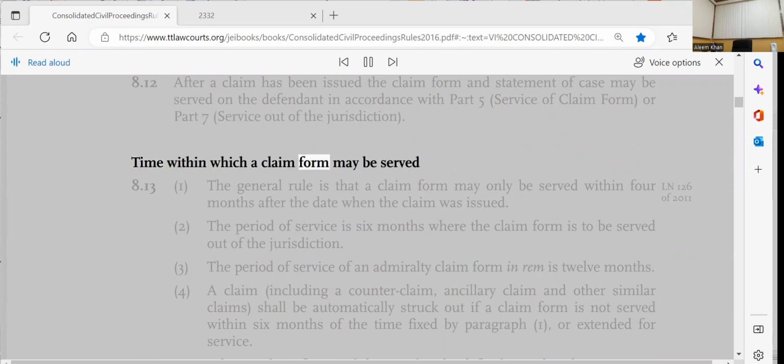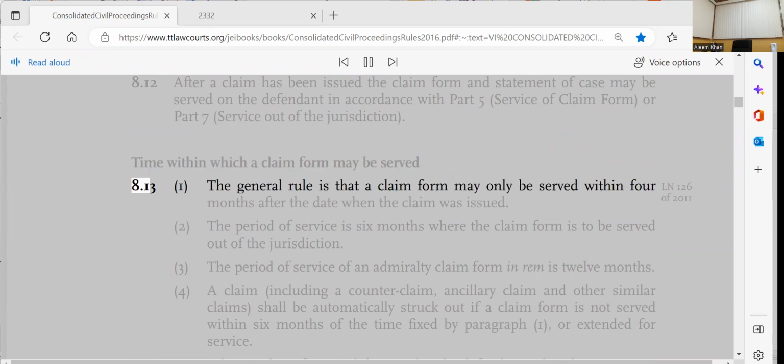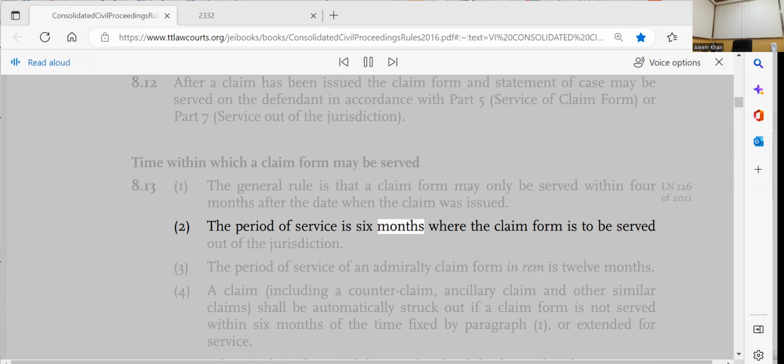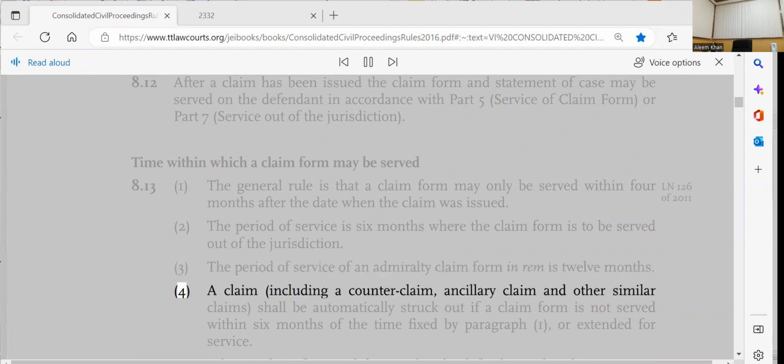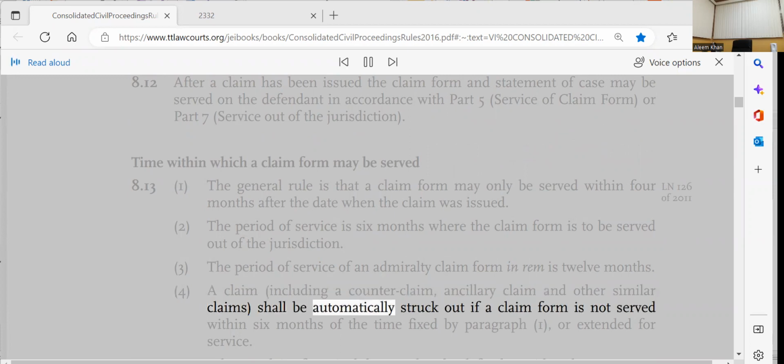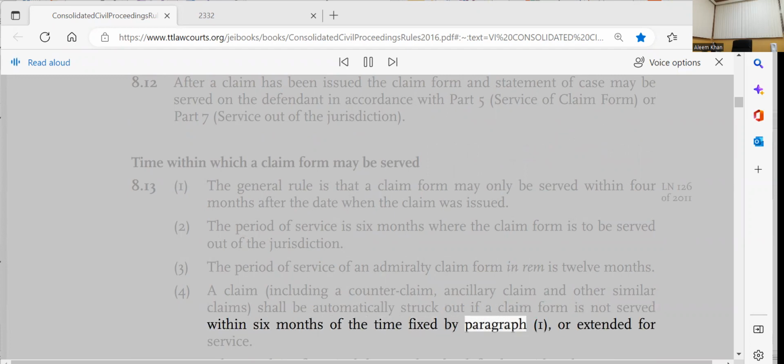Time within which a claim form may be served. 8.13. 1. The general rule is that a claim form may only be served within 4 months after the date when the claim was issued. 2. The period of service is 6 months where the claim form is to be served out of the jurisdiction. 3. The period of service of an admiralty claim form in rem is 12 months. 4. A claim, including a counterclaim, ancillary claim, and other similar claims, shall be automatically struck out if a claim form is not served within 6 months of the time fixed by paragraph 1, or extended for service.